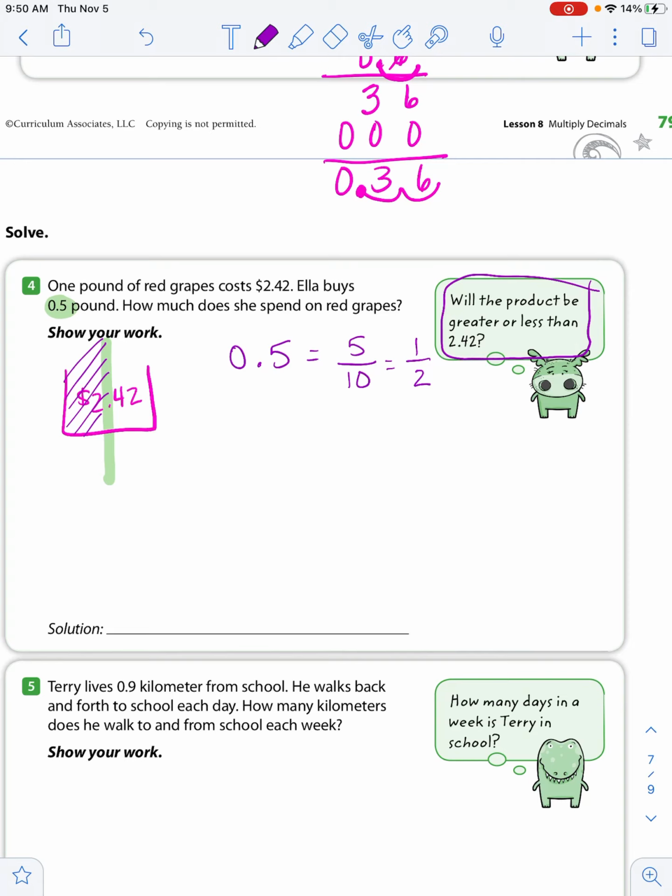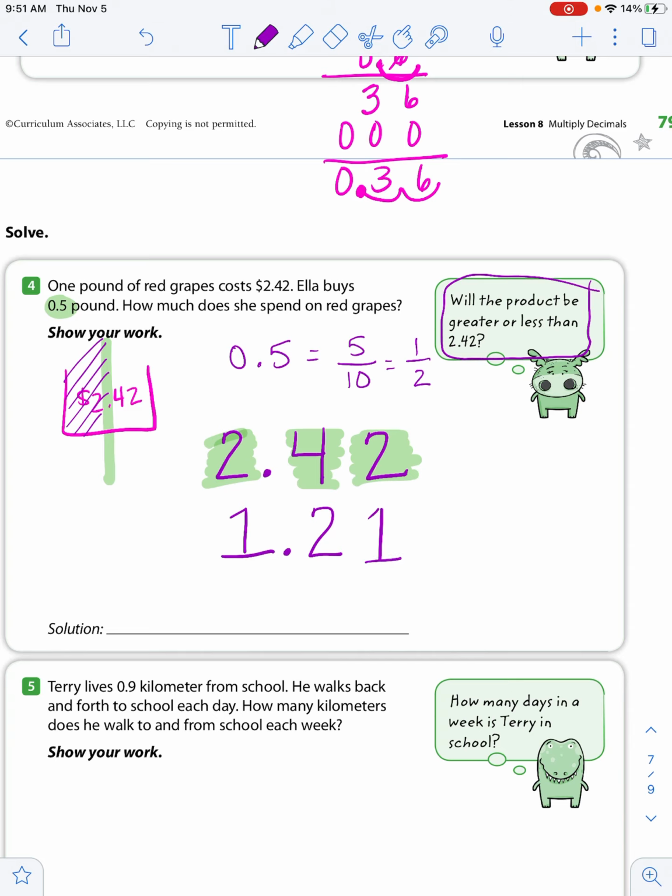You guys, without even dividing, you're gonna divide. Let's take a look at this as individual place value numbers, because we're doing dividing decimals next week. What if we take that $2 and cut it in half? What will we have? 1. What if we take the 40 cents and cut it in half? What will we have? 20 cents. What if we take these 2 pennies and cut them in half? What will we have? 1.